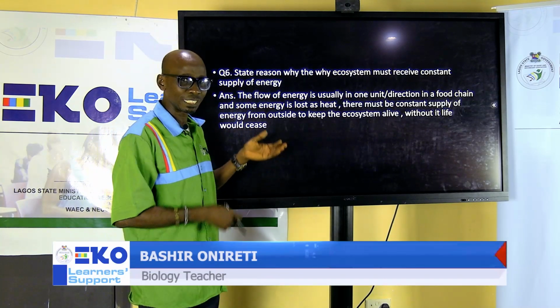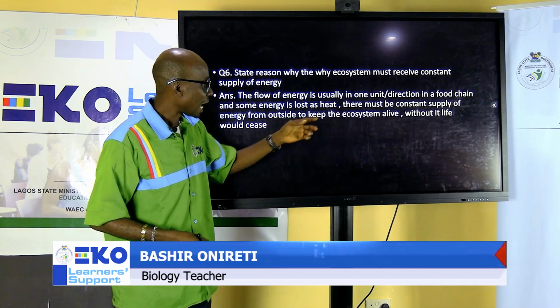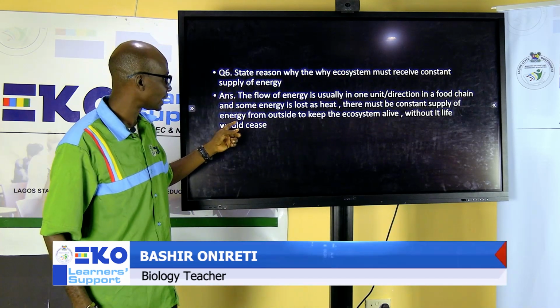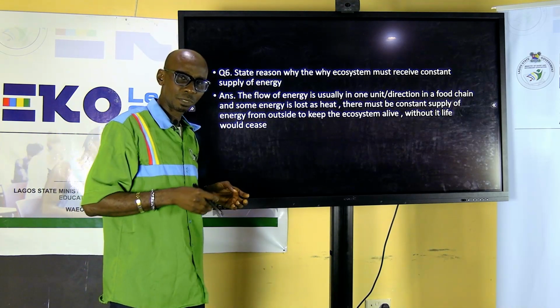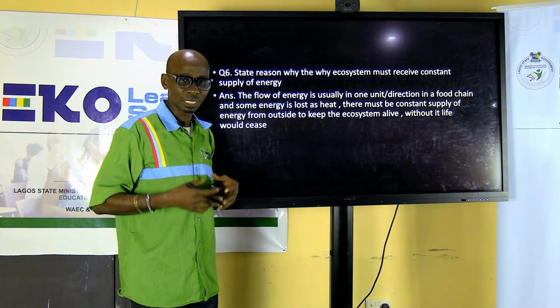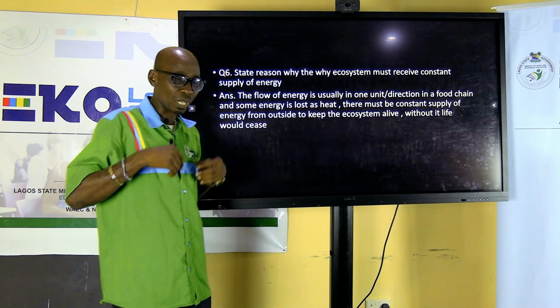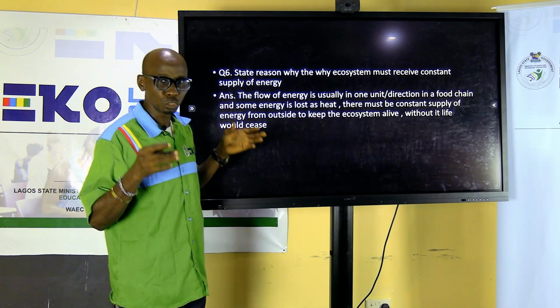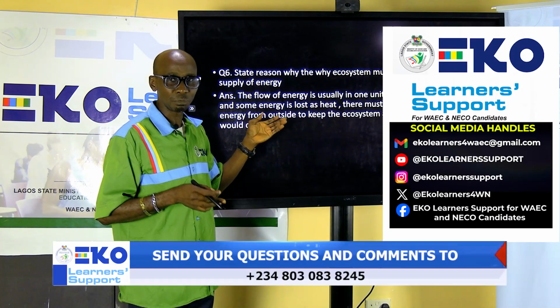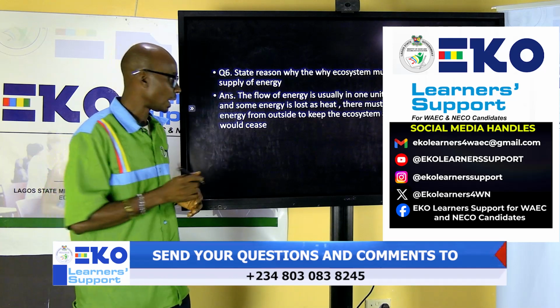That heat is part of the energy we have gained and we are losing. So there must be a constant supply of energy from outside to keep the ecosystem alive. If there is no supply and you continue to lose, you get to a point where you will not survive anymore. So for the ecosystem to be alive, it must have a continuous supply of energy, because without energy, life will cease. When the ecosystem is destroyed, all life will be lost. So for continuous growth of life, the ecosystem needs a continuous supply of energy.